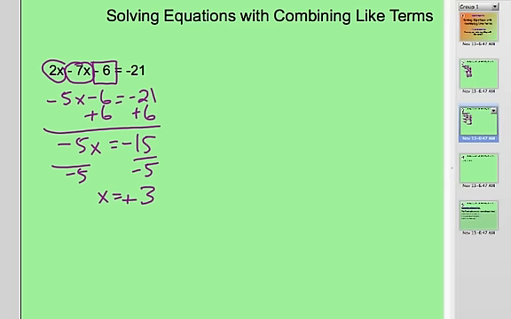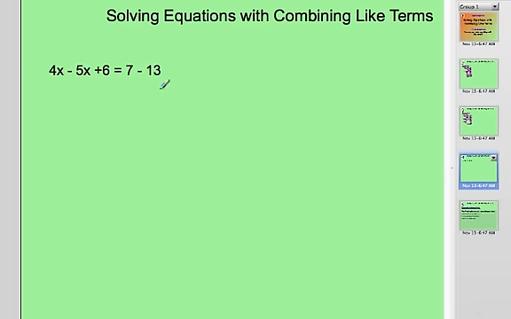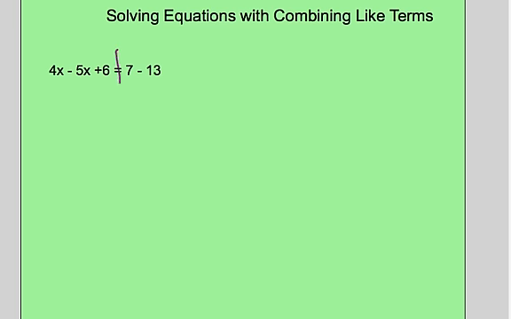All right, last question. We have 4x minus 5x plus 6 equals 7 minus 13. Now you might be thinking, whoa, this looks intense. But the process is exactly the same. Again, remember, let's think of this as two sides. There's a lot going on over on this other side here, but let's think of it as two separate sides. Combine like terms on each side, and then solve it like a two-step equation.